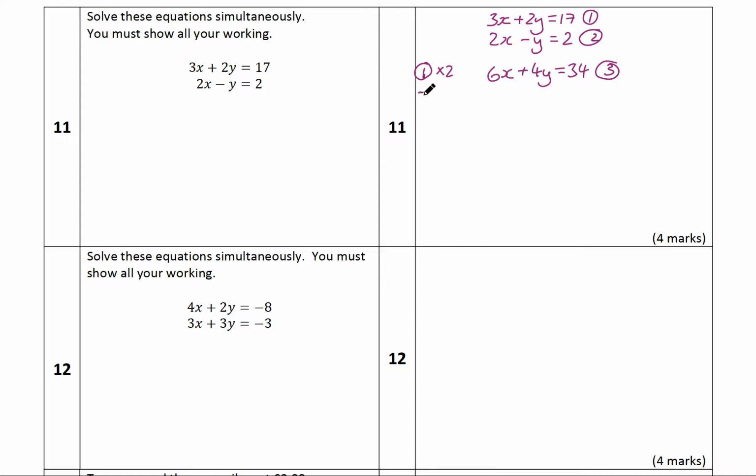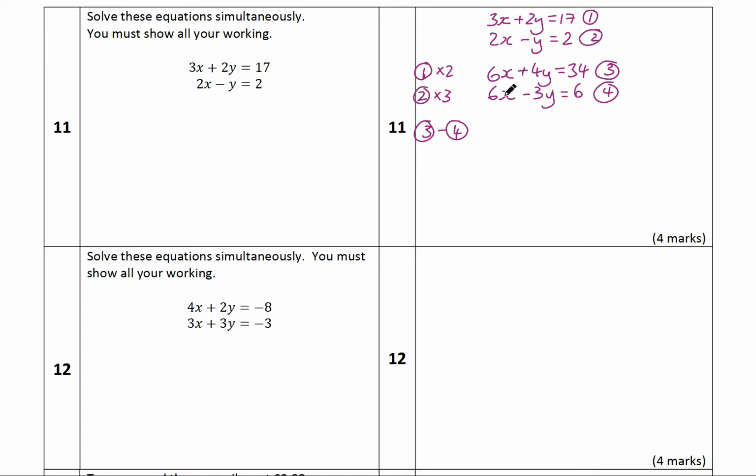So to do that, I would need to times equation 1 by 2, which would give me 6x plus 4y equals 34. I'll call that equation 3. And if I do equation 2 times 3, that should also give me a 6x here. 6x, if I triple this, I get minus 3y. And if I triple this, I get 6. We'll call that equation 4. Right, and if you got to this stage, you've already got some marks. Now I want to get rid of the x's by doing a subtraction. And I'm going to do this one, equation 3, take away equation 4.